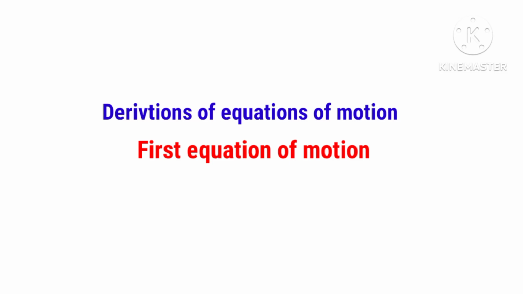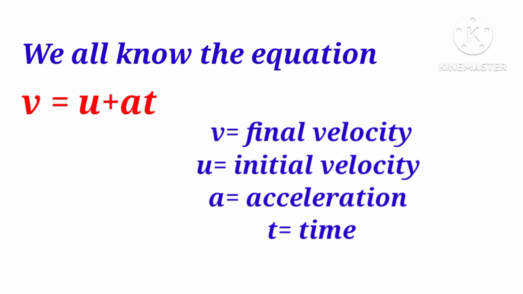Derivations of equations of motion. Hello friends, in this video we will derive the first equation of motion, also called the velocity time relation. We all know the equation v equals u plus at. v is the final velocity, u is the initial velocity, a is acceleration, t is the time.